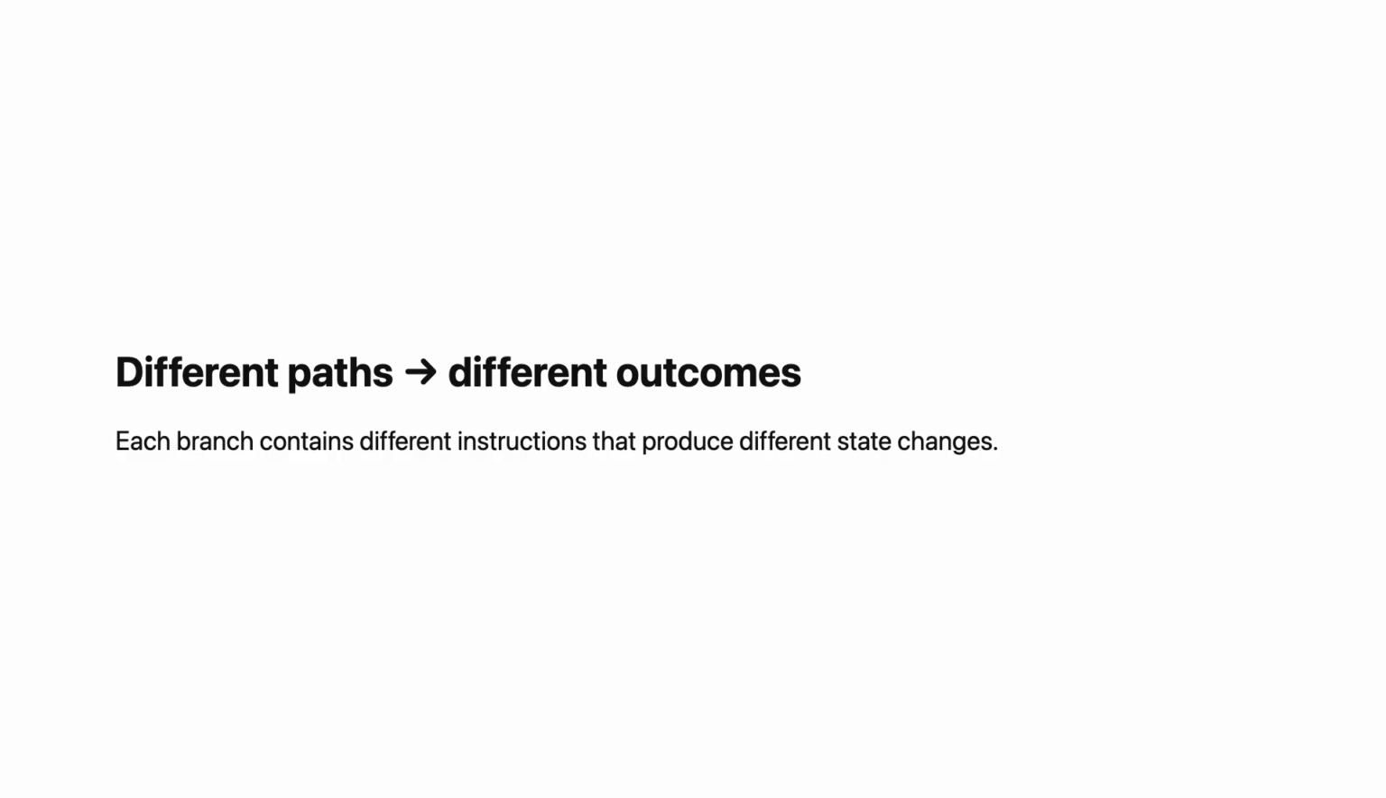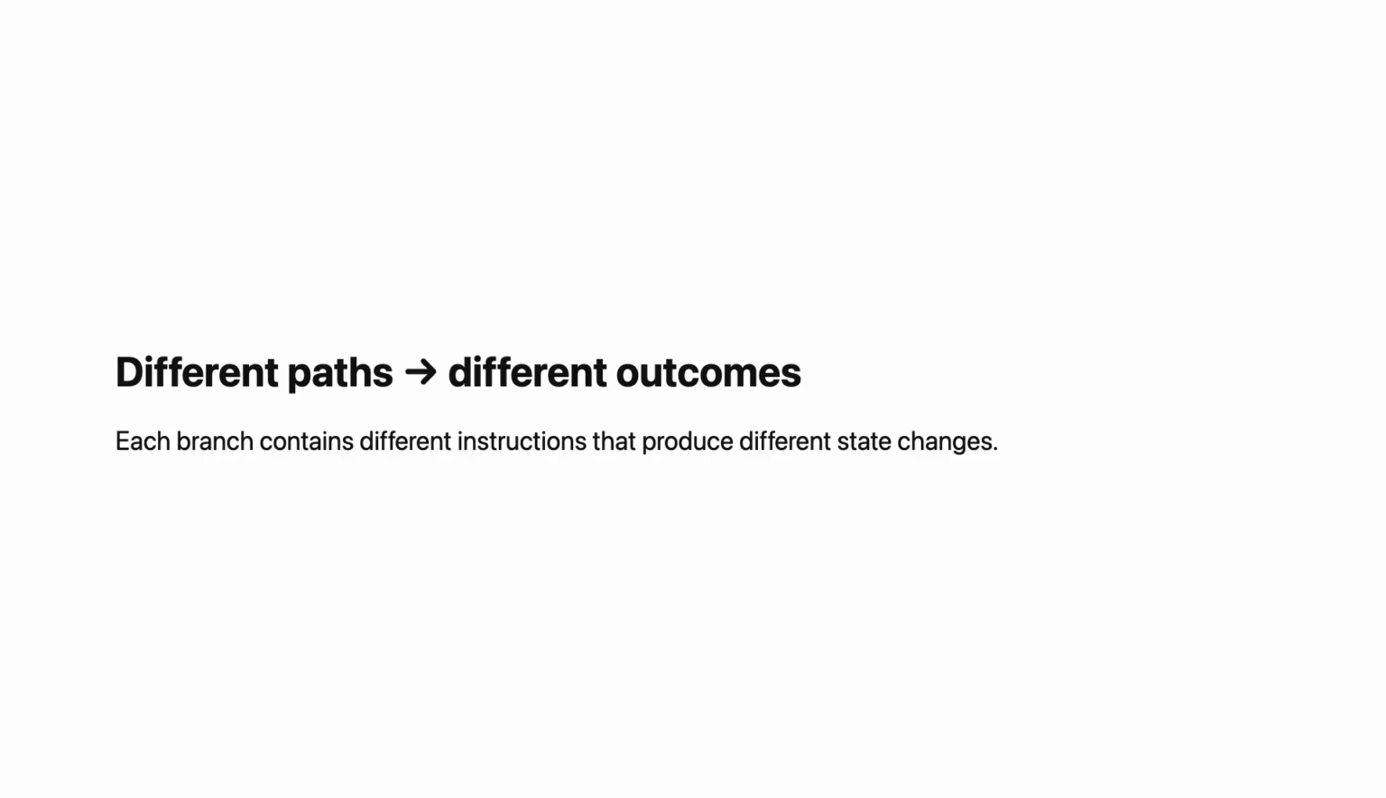Consider a simple example. We have a number and we want to ensure it is positive. If the number is negative, we multiply it by -1 to make it positive. If the number is already positive or 0, we do nothing. Two branches. One branch changes the state. The other branch leaves the state unchanged. The final state depends on which branch executed. This is the power of branching. The same program can produce different results based on different inputs. The program adapts to the situation.